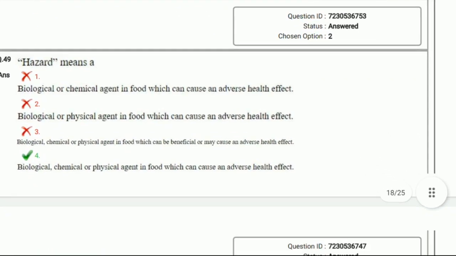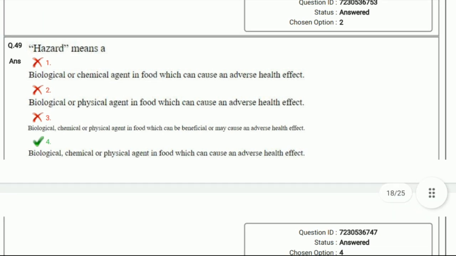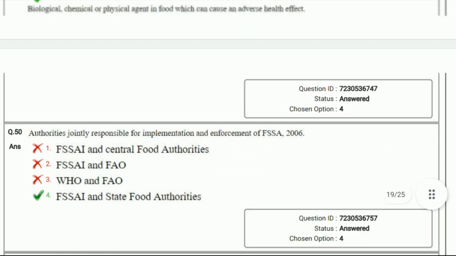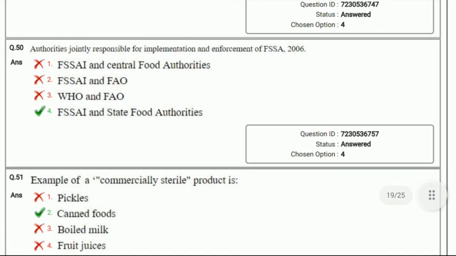Next question, hazard means a. So again, a very simple definition: a biological, chemical or physical agent in a food that has the potential to cause any adverse health effect. Next question, authorities jointly responsible for implementation and enforcement of FSSA 2006. The common answer to this is FSSAI and state food authorities. They are responsible for the implementation of the FSSA Act 2006.